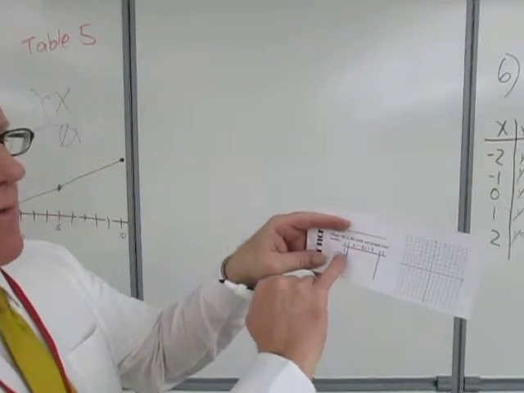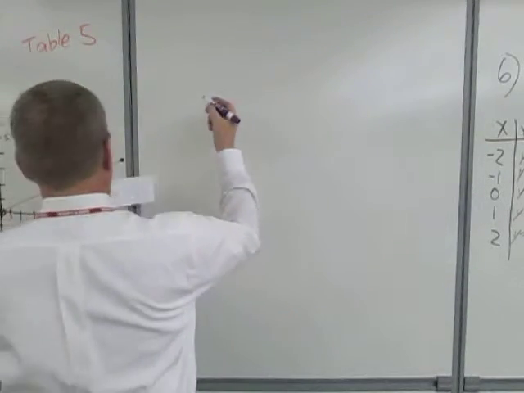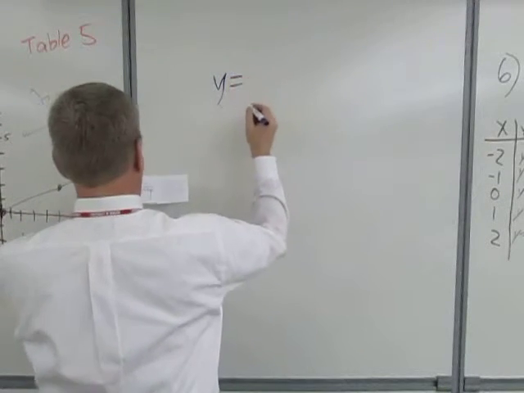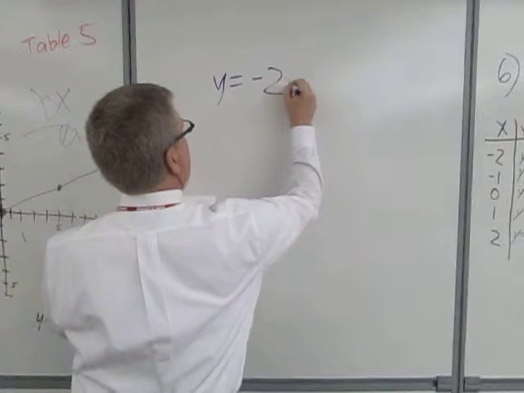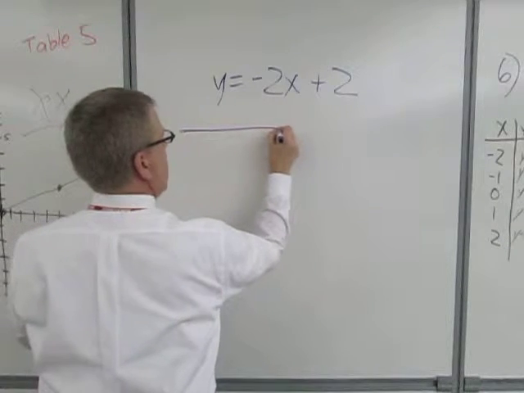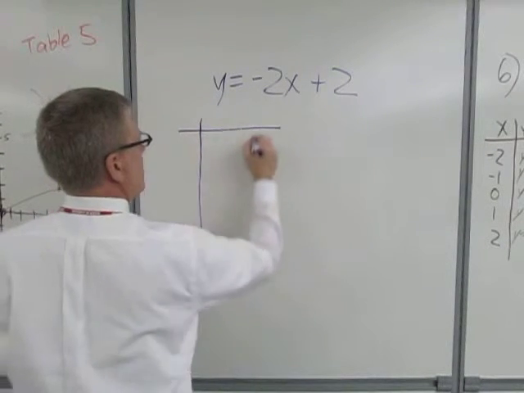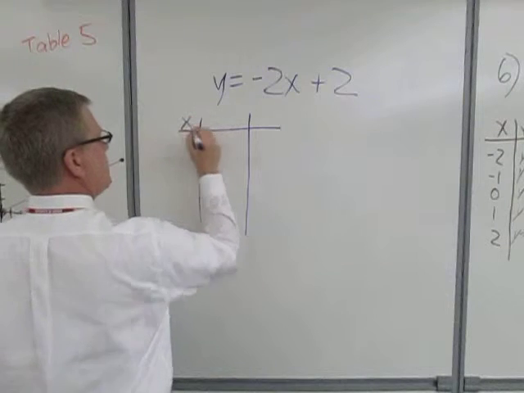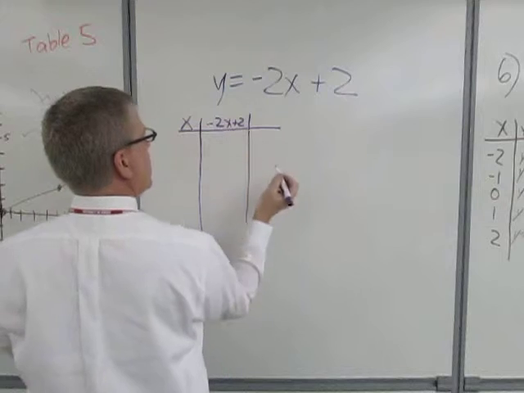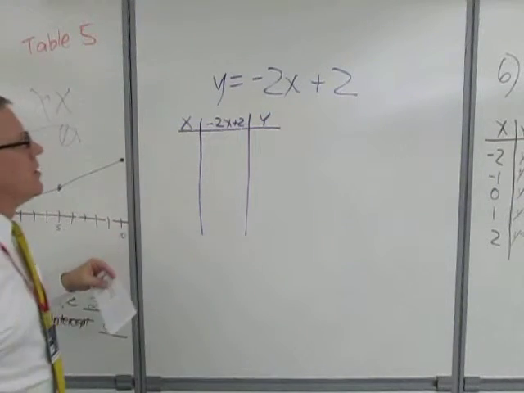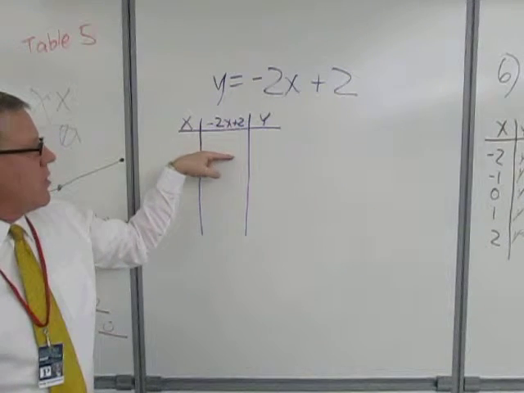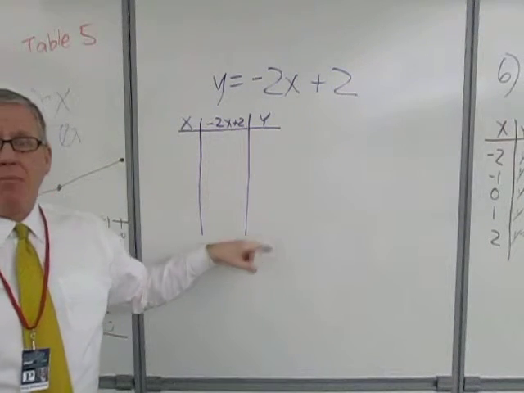a little chart. Okay, we're going to have x values. Here is our linear equation: y equals negative 2x plus 2. Okay, we're going to set up a table. We're going to have x values here, negative 2x plus 2 in here, and y over here. We're going to have different inputs for x. We're going to put those here, run them through our equation, and come out with an output for y.